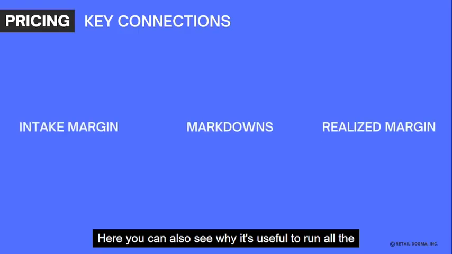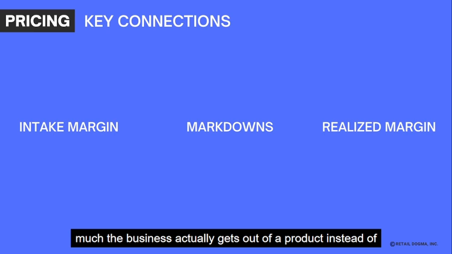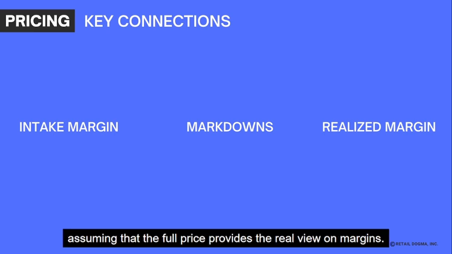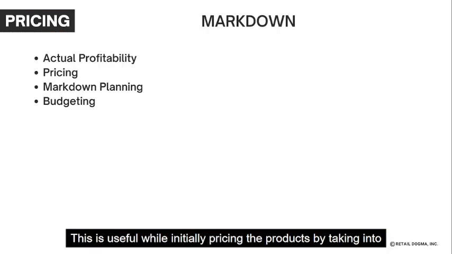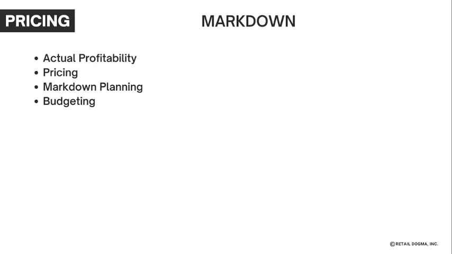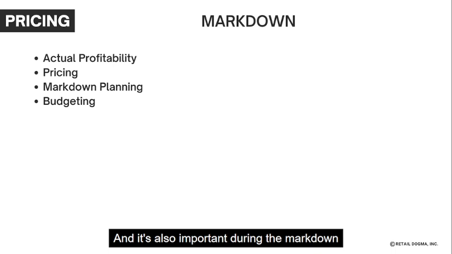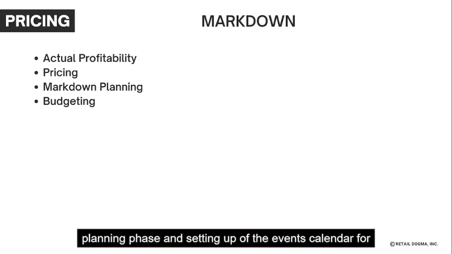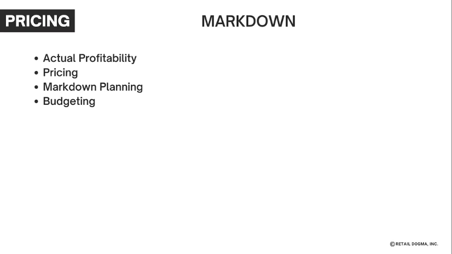Here you can also see why it's useful to run all the retail math to get the real margins of the order. This will give you a more realistic view on how much the business actually gets out of a product, instead of assuming that the full price provides the real view on margins. This is useful while initially pricing the products by taking into consideration future markdown events and discount levels. And it's also important during the markdown planning phase and setting up of the events calendar for the year to make sure that the frequency and level of discount or markdowns applied throughout the year are in line with the budgeted gross margins in the P&L.